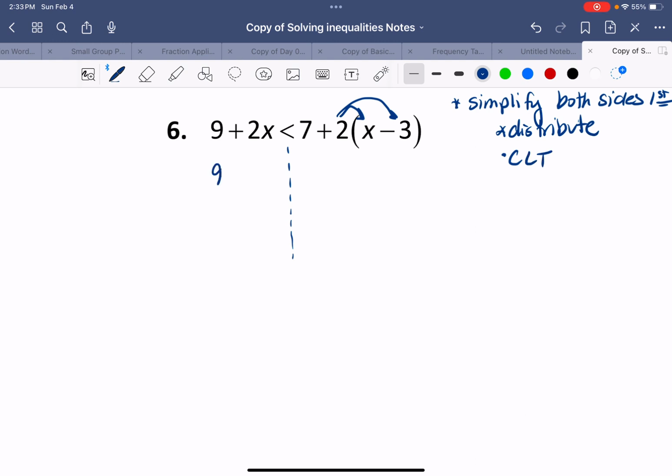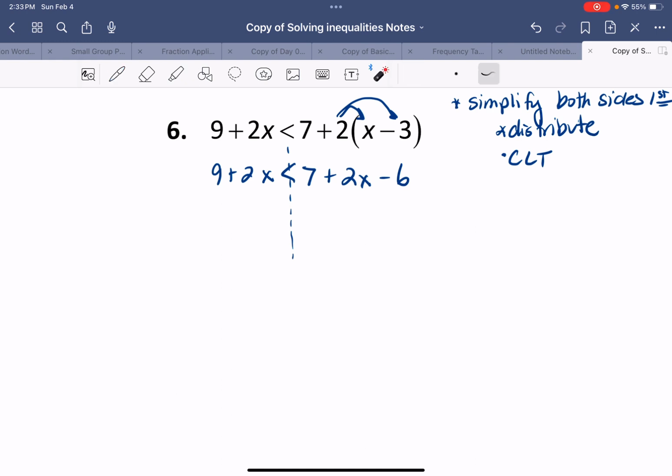So I'm just going to bring my 9 plus 2x down, and all the way to 7. And now I'm going to go plus 2 times x, which is 2x, minus 6, because 2 times negative 3 is -6.